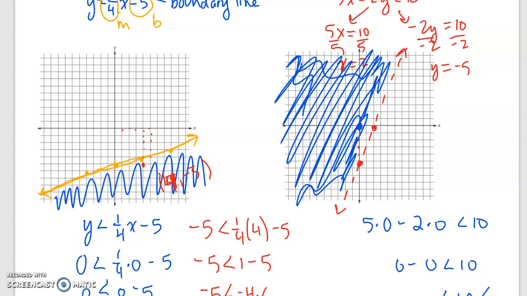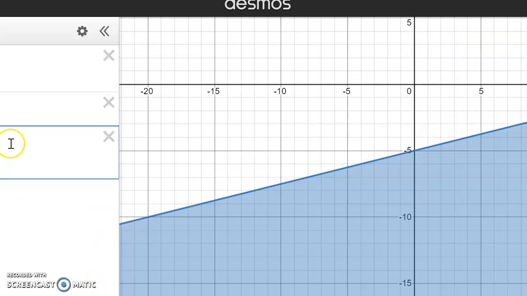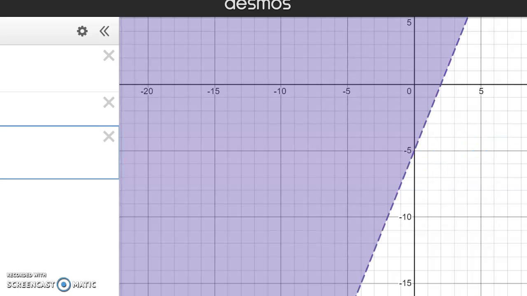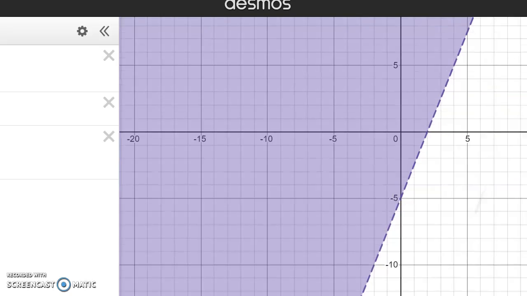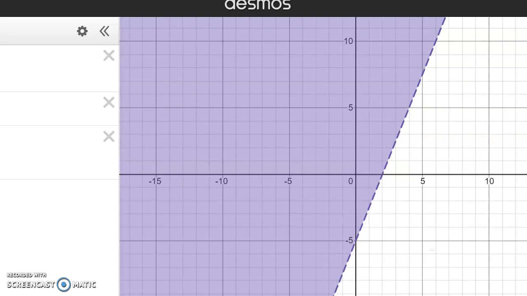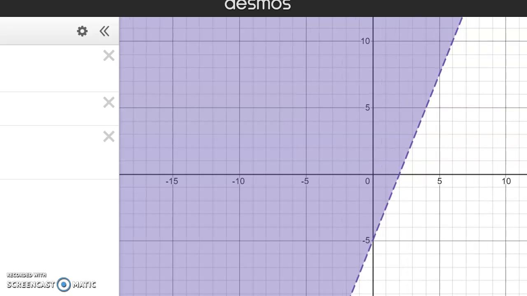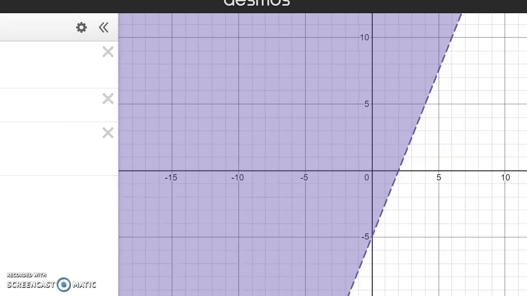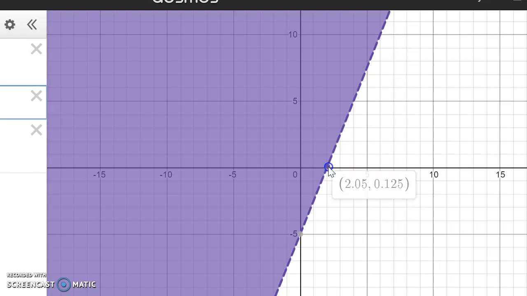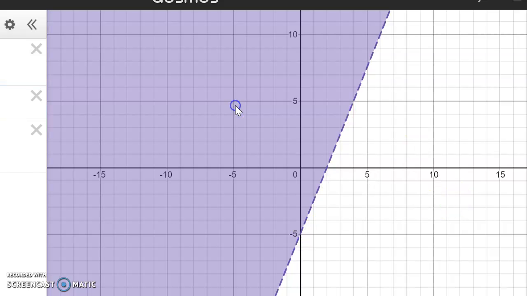And once more, I'm going to pull up Desmos just so that you can see how that graphs. Going to turn off that, turn on Desmos, and there we have it. And then you can see our x and y intercepts on the boundary line here. And then we can see other points in the shading.